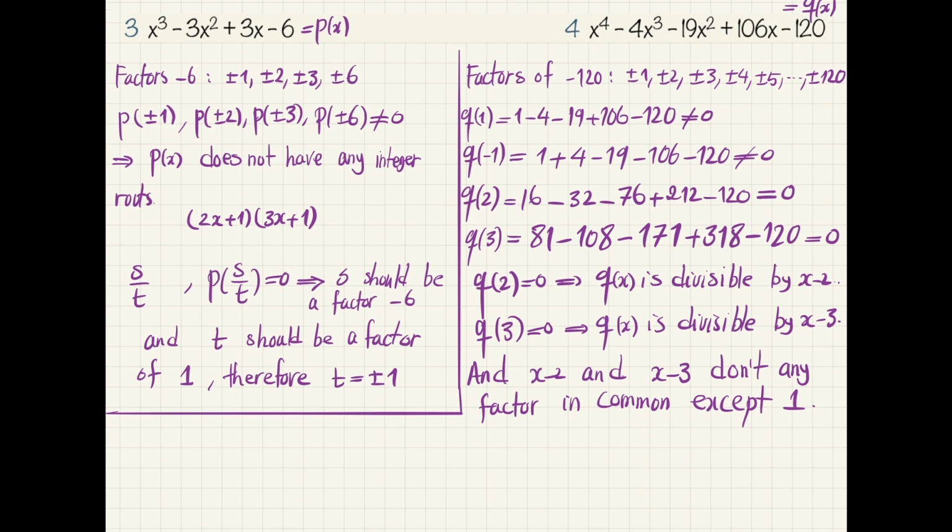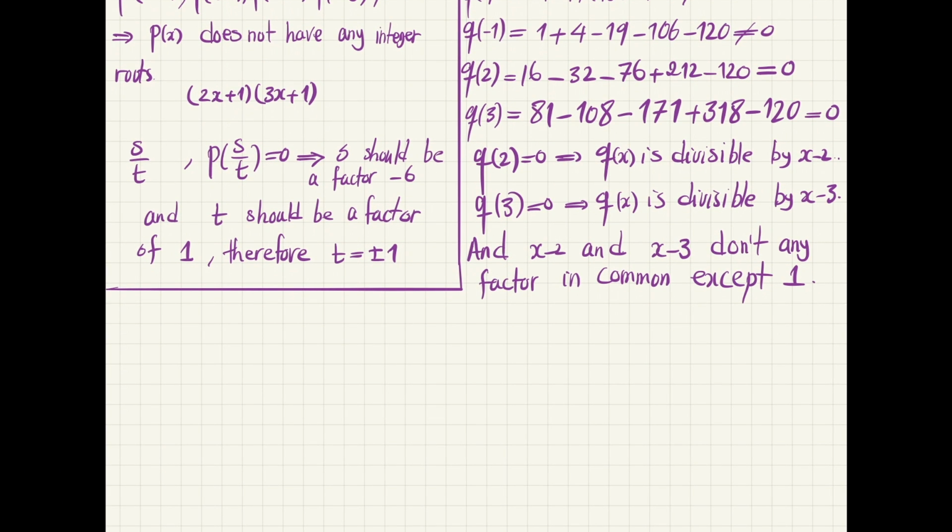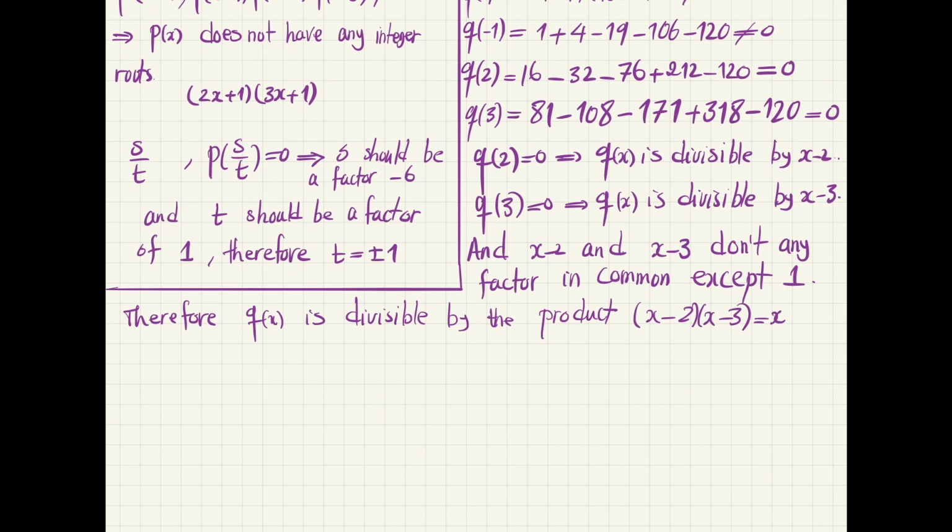So this means that q of x is divisible by the product of these two polynomials, x minus 2 and x minus 3. Another name for this, using the common term identity, is x squared minus 5x plus 6. So this means that my polynomial q of x is definitely divisible by x squared minus 5x plus 6.